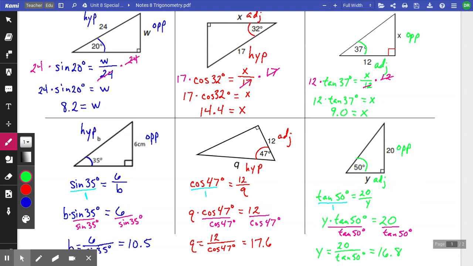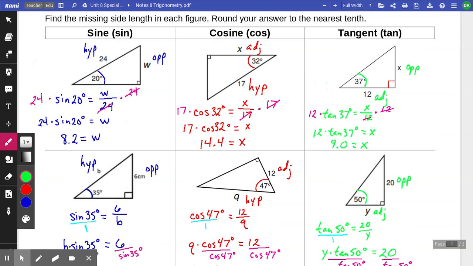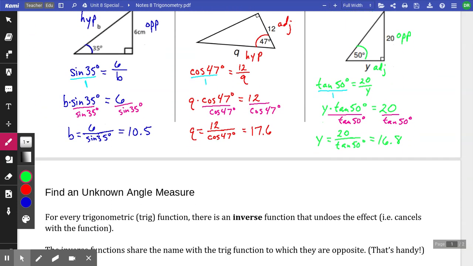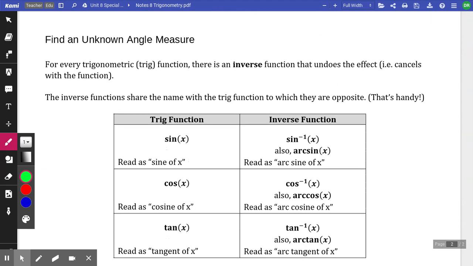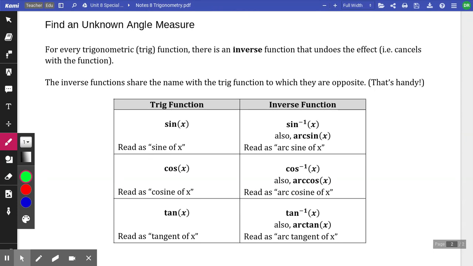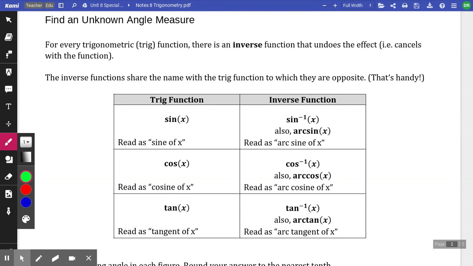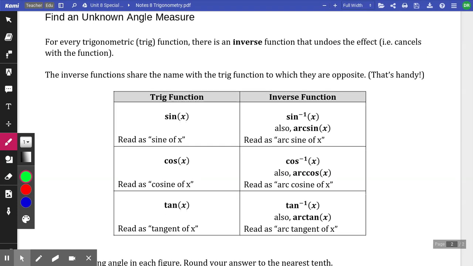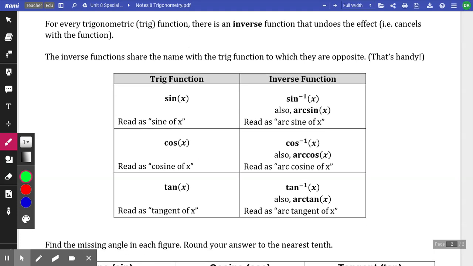All right, so if trig can help us find missing side lengths, then perhaps it can also help us find missing angle measurements. And the work is really no more complicated. Actually, I think it's a little more simple than it was before. So let's see how this works. If we find an unknown angle measure, we just need to know about inverse functions.